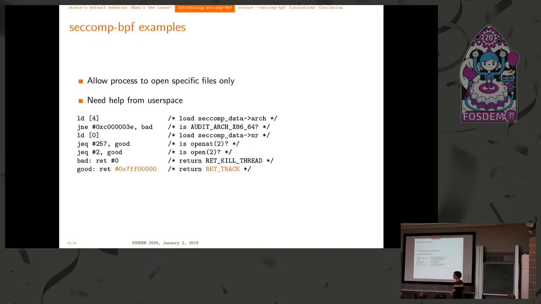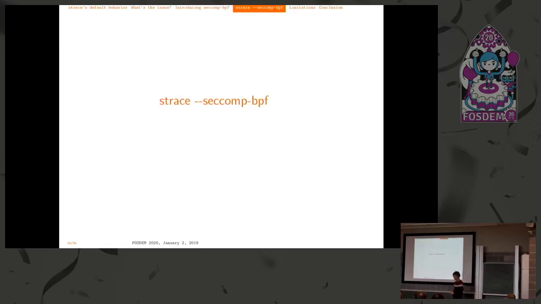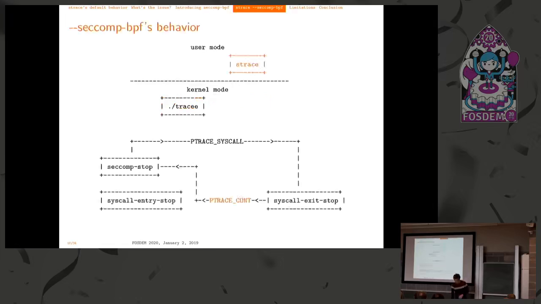And in this case, seccomp is going to call into ptrace to stop your tracee, your process, and it's going to give control to a ptracer in user space. So in our case, it might be strace. Okay, so strace, seccomp bpf. So the behavior changes a little.